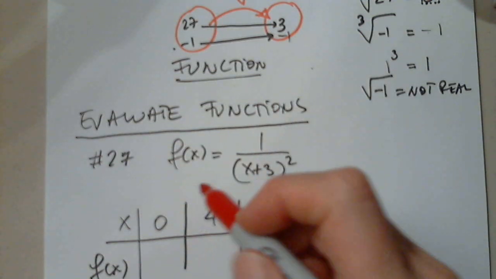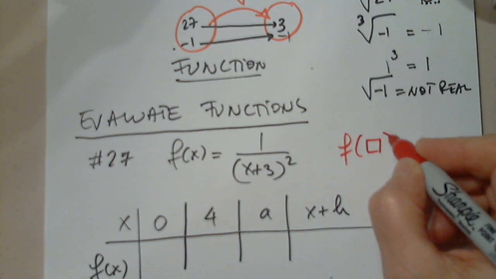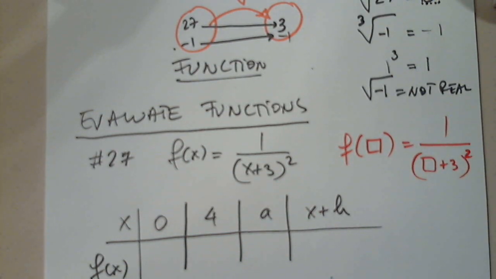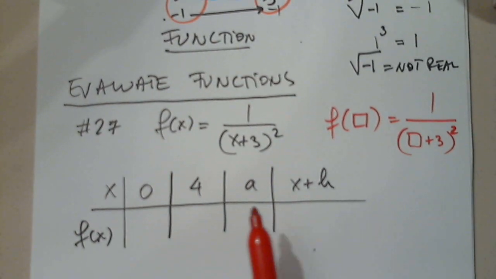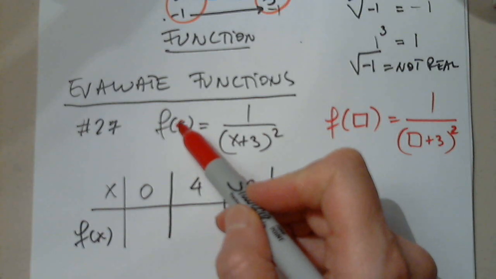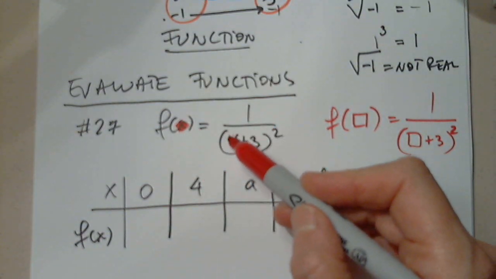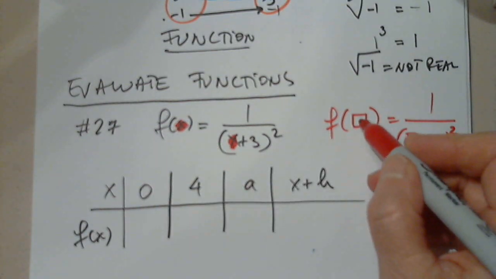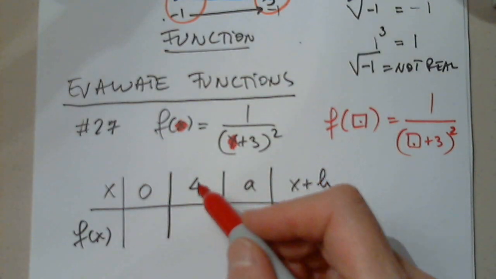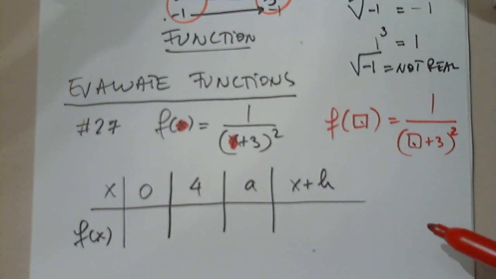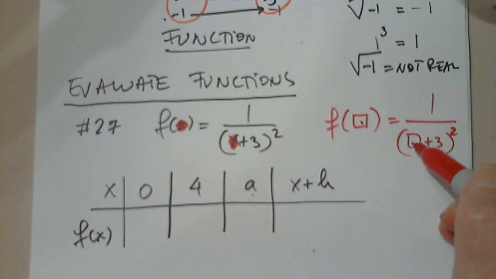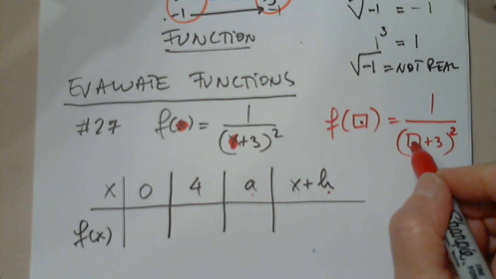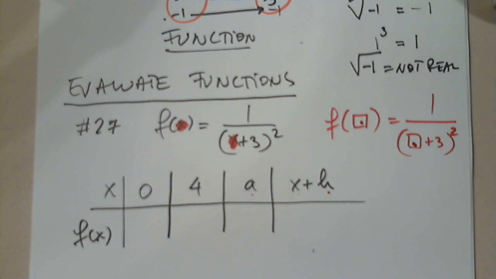To evaluate this function, first of all, I will look and see what this means. That's my first question to myself. What is this? It says f of something equals 1 over something plus 3 squared. So if I want to find f of 0, I will put 0 here. If I want to find f of 4, I will put 4 here. If I want to find f of a, I will put a here. If I want to find f of x plus h, I will put x plus h here. That's all I need to do.